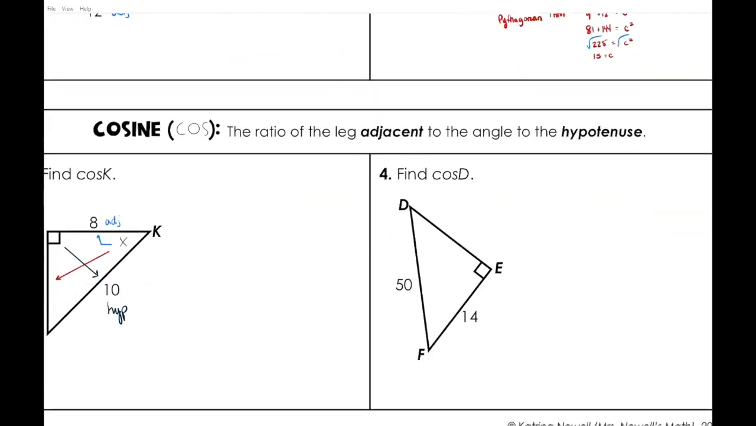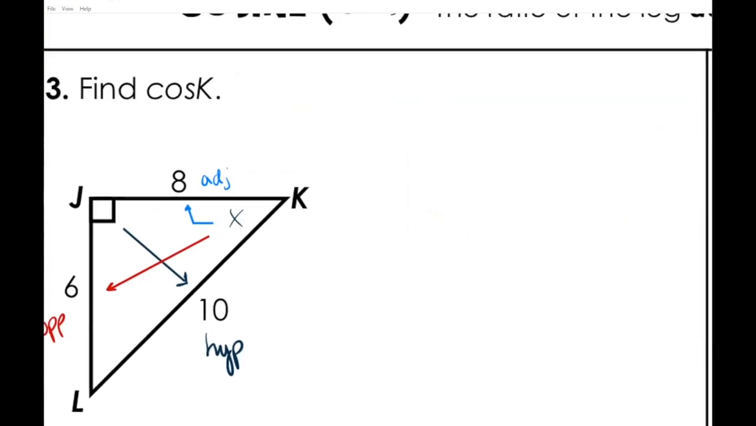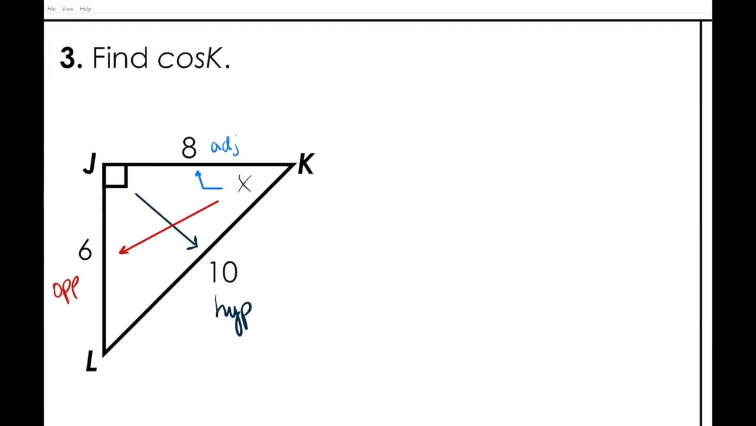Sine was SOH. Cosine is CAH, like a bird. So cosine of K is the adjacent side over the hypotenuse. So cosine of K is 8, the adjacent, over the hypotenuse 10. And then since 8 over 10 can be reduced, we're going to reduce it to 4 over 5.